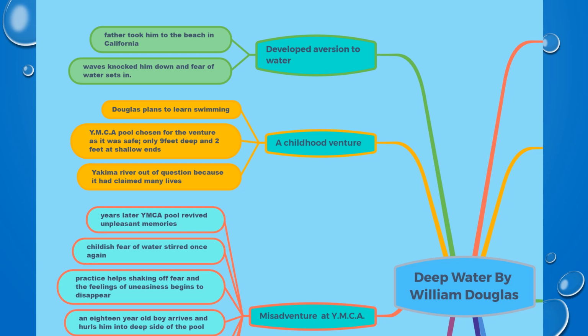William had developed an aversion to the water when he was 3 or 4 years old. His father had taken him to the beach in California. The waves knocked him down and swept over him. He was buried under water and his breath was gone. He was terrorized, he was petrified, and this developed an aversion to water at a very young age.